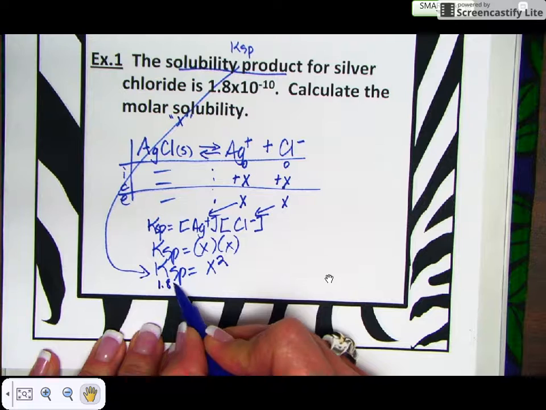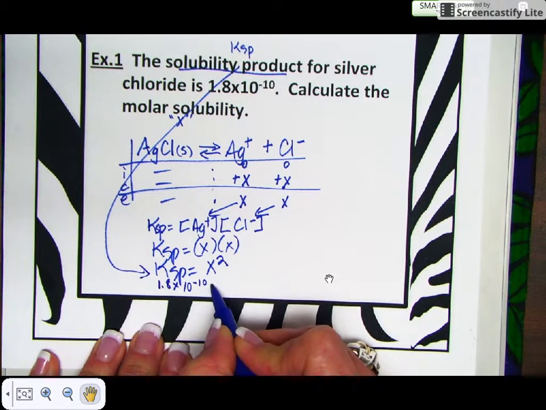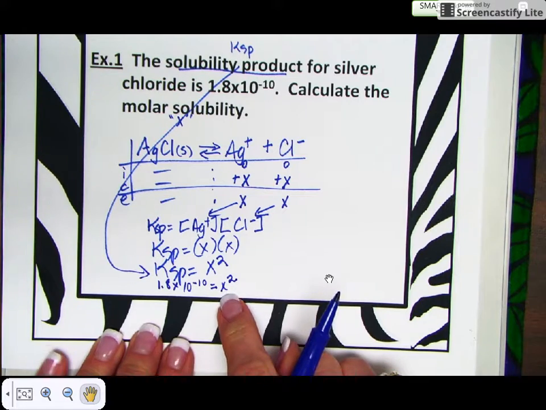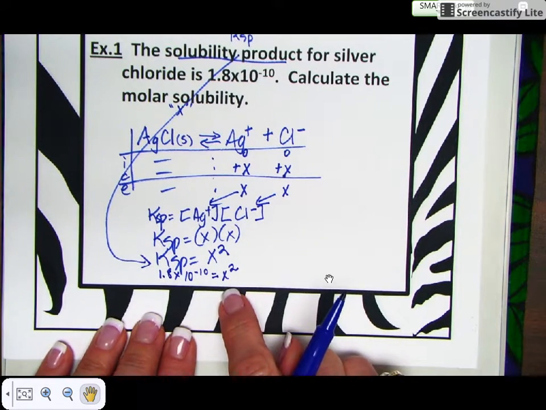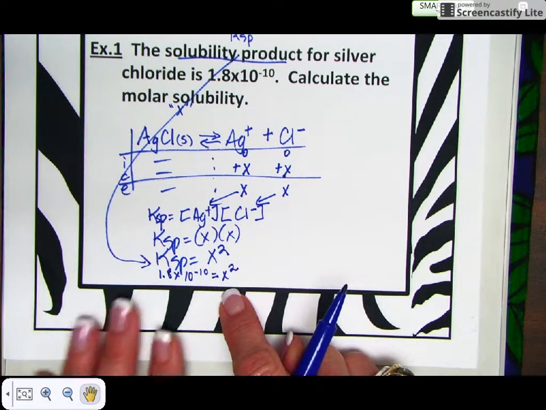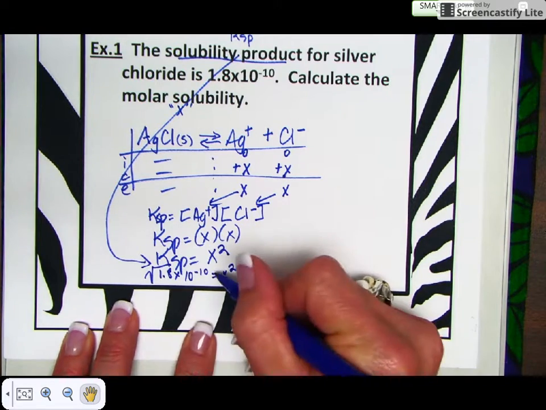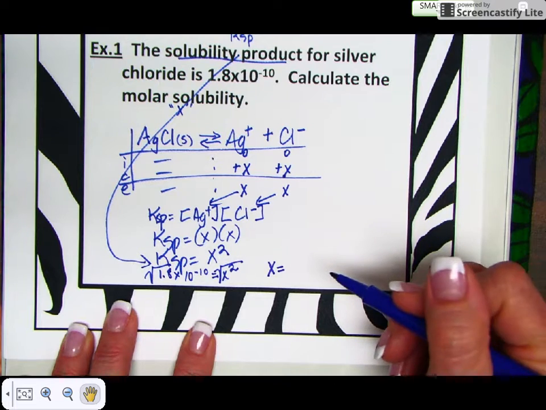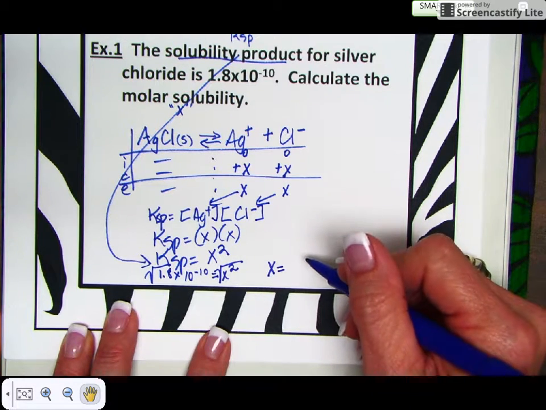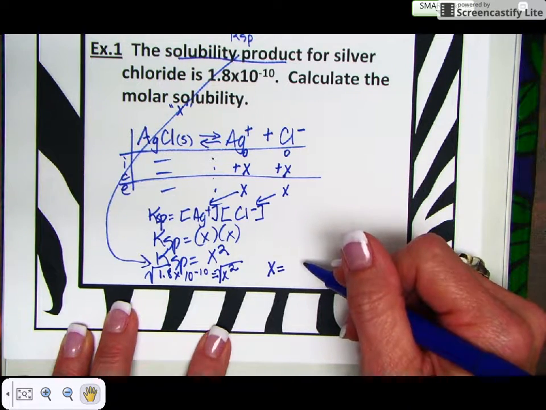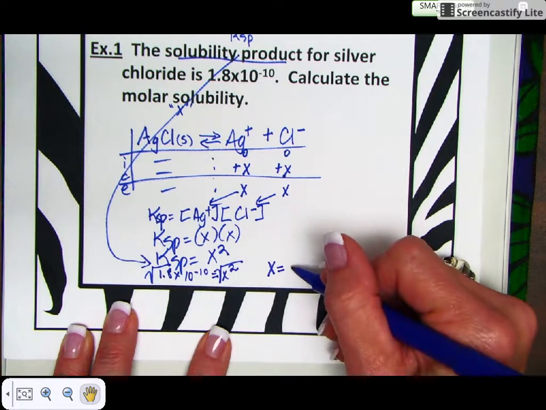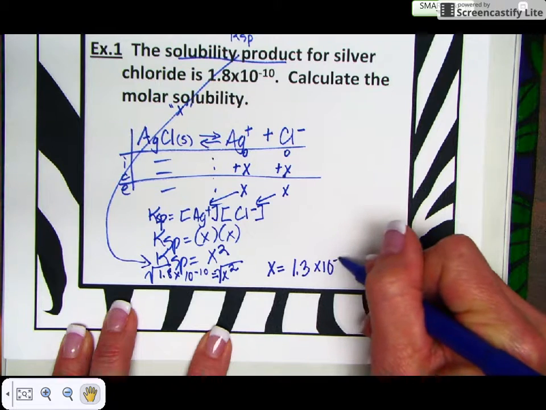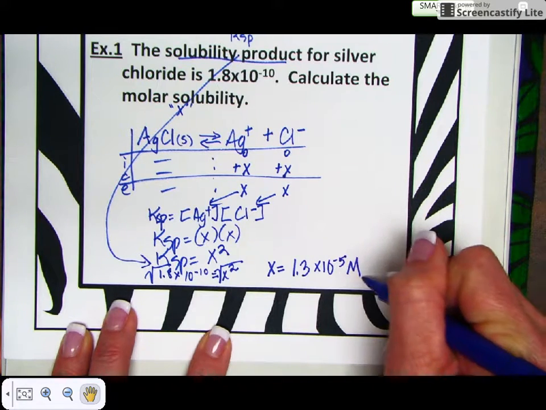1.8 times 10 to the negative 10 is equal to x squared. We're looking for the solubility in this problem, so we're looking for x. So we need to take the square root of both sides, and that will allow us to solve for x, which is the molar solubility. When you take the square root of that, you get x equal to 1.3 times 10 to the negative 5 molar.